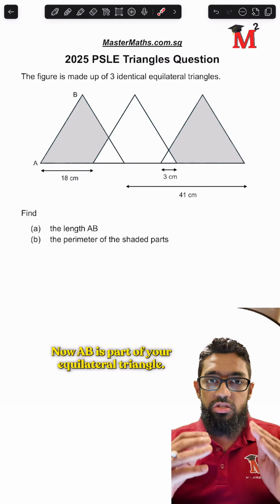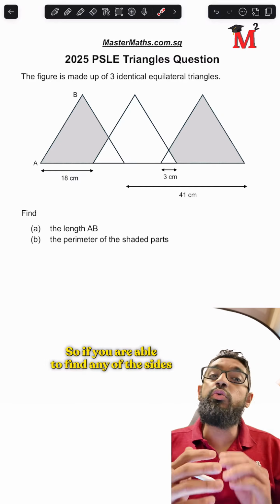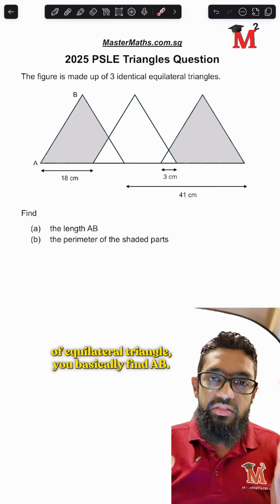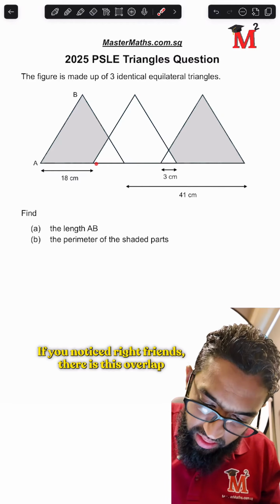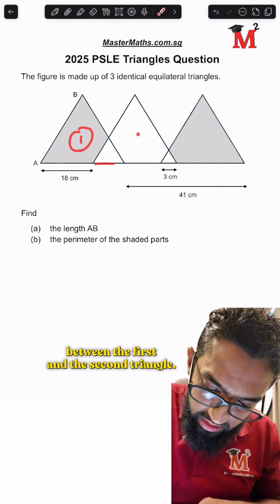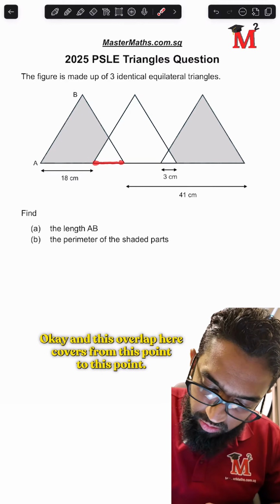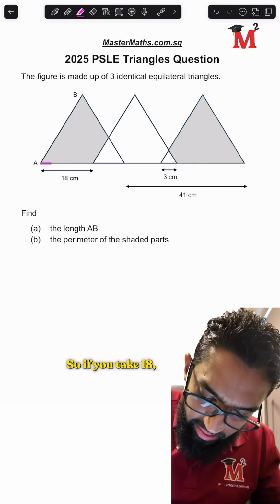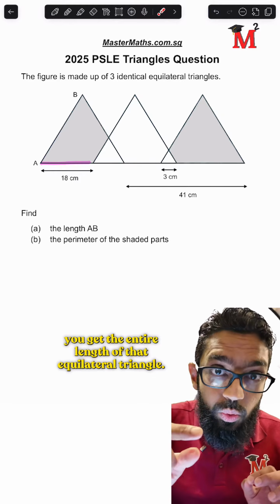Now, AB is part of your equilateral triangle. It's one of the sides. So if you're able to find any of the sides of the equilateral triangle, you basically find AB. So let's try and figure this out. If you notice, friends, there is this overlap between the first and the second triangle, and this overlap here covers from this point to this point, and you have 18 cm. So if you take 18 plus that overlap, you get the entire length of that equilateral triangle.